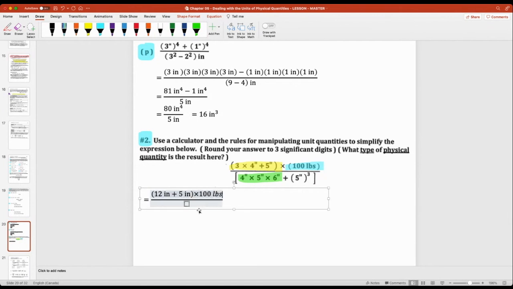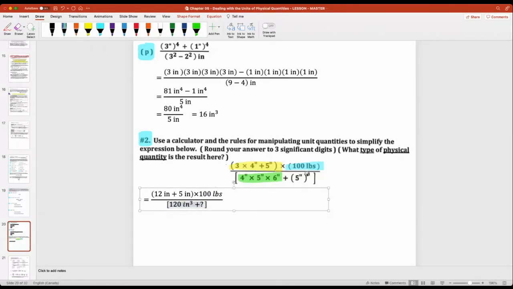Then we have here 100 pounds. Now in the denominator, we have the big brackets, and then we have the green part, and then the white part. I'll do the green part here, and then I'll put a plus sign, and I'll put the white part there. The green part is 4 by 5 by 6. So what's 4 inches times 5 inches times 6 inches? What's 4 times 5 times 6? Thank you, Nicholas. 120 cubic inches. Well done.